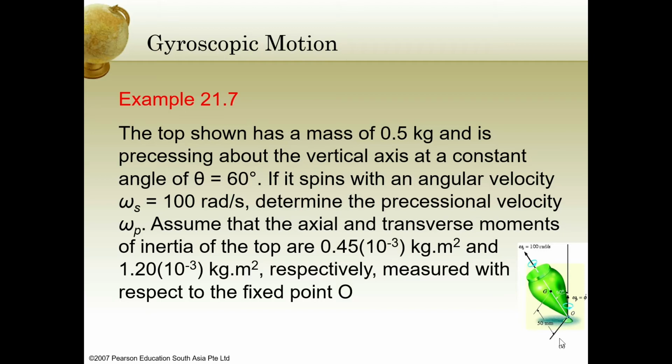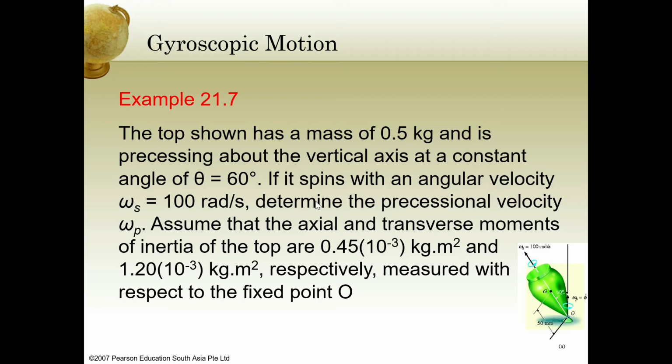So for the first example, the top shown, there's a little diagram down there, has a mass of 0.5 kilogram, and is precessing about the vertical axis at a constant angle. So this is the vertical axis, and the angle of nutation is theta equal to 60 degrees, sorry. If it spins with an angular velocity 100 radian per second, determine the precessional velocity omega p.